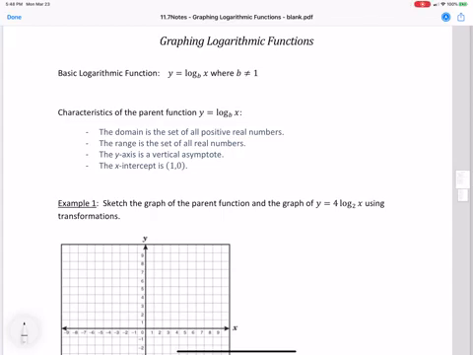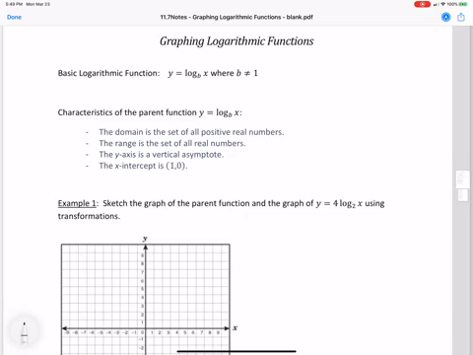All right, so we're finishing up the last section of this unit, and we're going to be graphing those logarithmic functions. So we've talked about how to interchange between exponential and logarithmic functions. We've looked at graphing exponential functions, and so now we're going to look at what logarithmic functions look like. A basic logarithmic function you'll see at the top is y equals log base b of x, where b cannot be equal to 1.